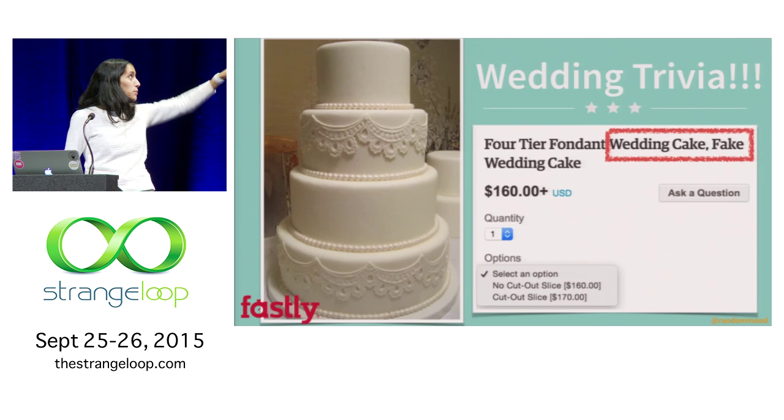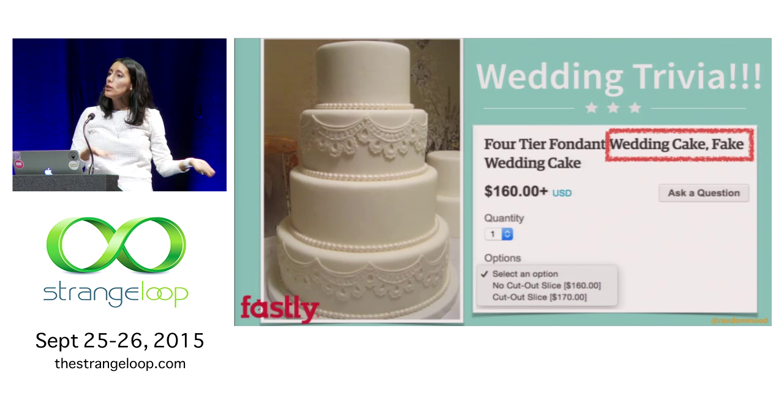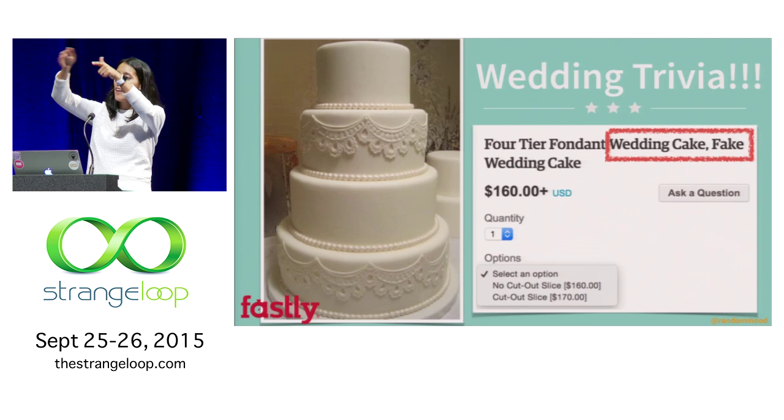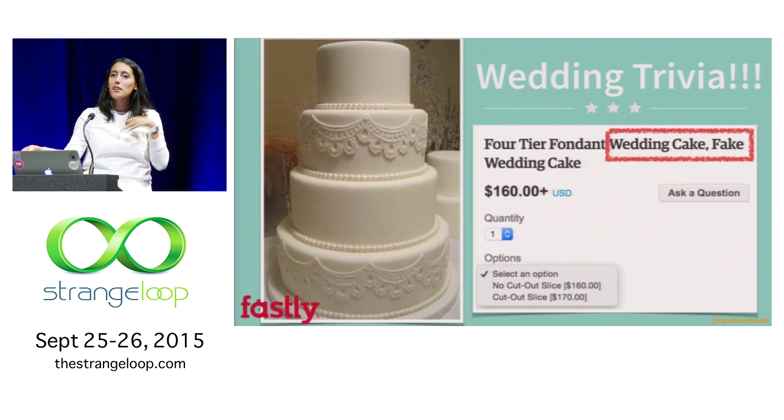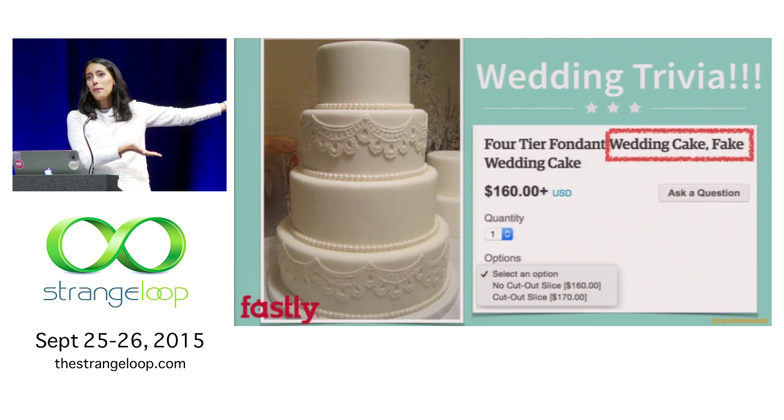This one, for example, is $160 and it's fake. It's basically styrofoam with some sort of sugar thing on top that looks like a wedding cake, so you can wow your guests with a wedding cake. And for $10 more, you can actually have them carve out a little piece so we can shove some real cake in and then you eat it and pretend you have really good cake, and then you serve your guests really cheap cake. Because cakes are really expensive. So, also, fuck the wedding industry, it's the worst.